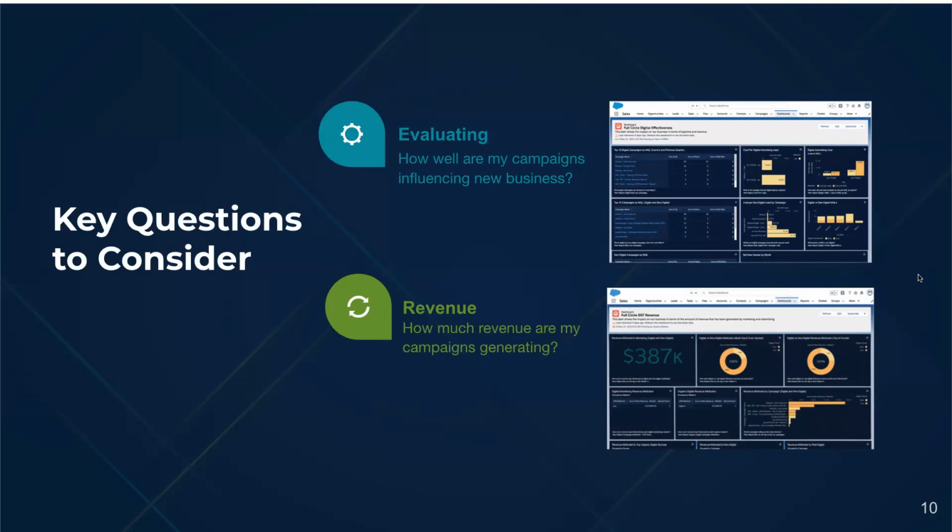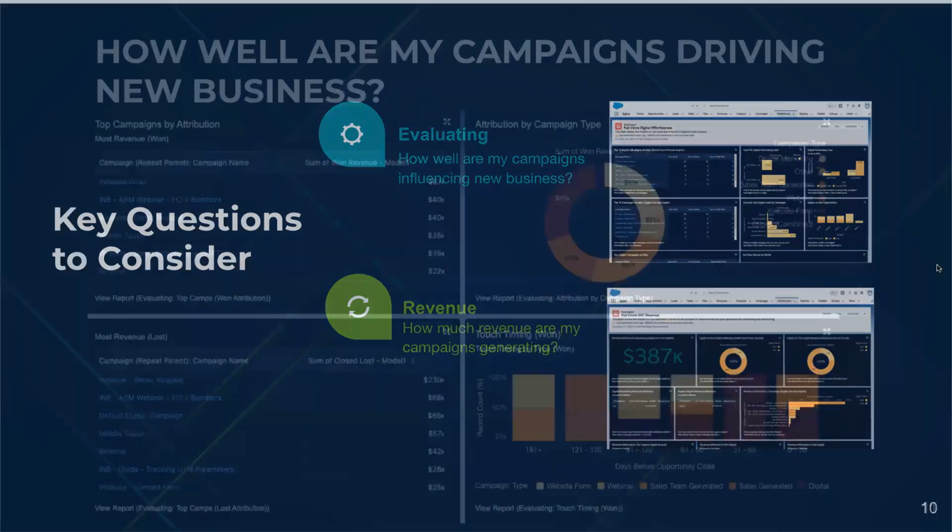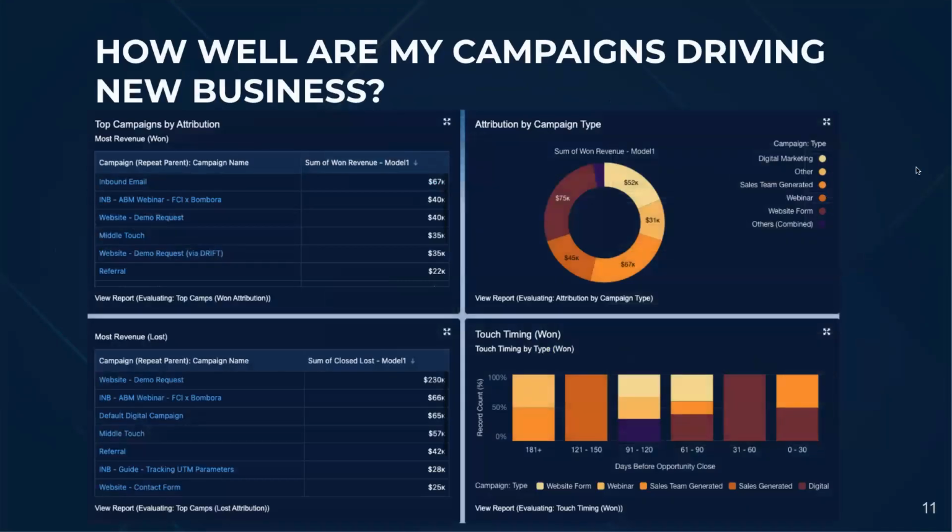And within each of these questions, we can dive into different resources and metrics to consider. We'll talk about some funnel metrics in a few slides down, but also some things to consider as a marketer moving forward. Again, take what you like, leave the rest. So first question, how well are my campaigns driving new business? In terms of attribution, there are many facets that you can look at. Here are some that we recommend.